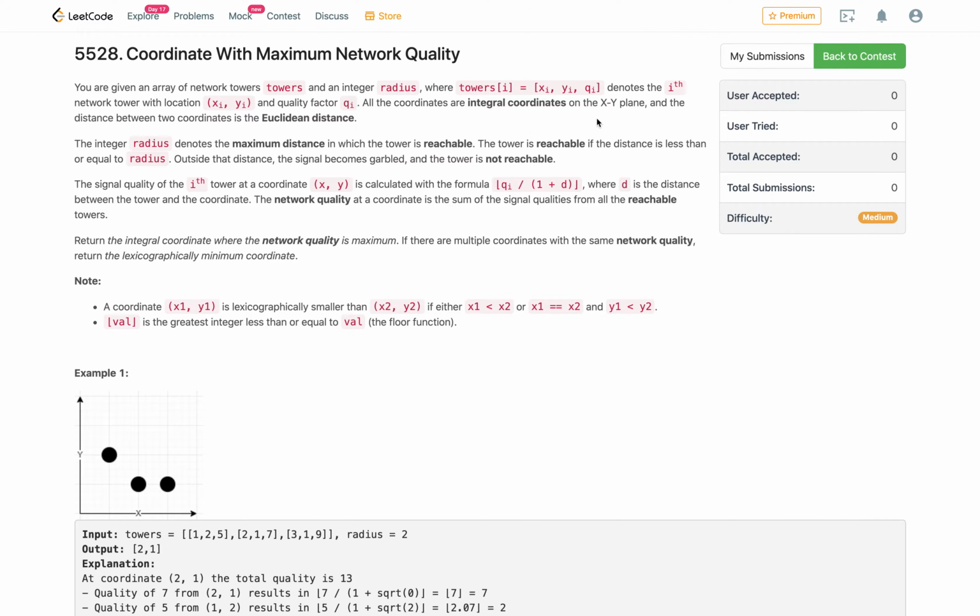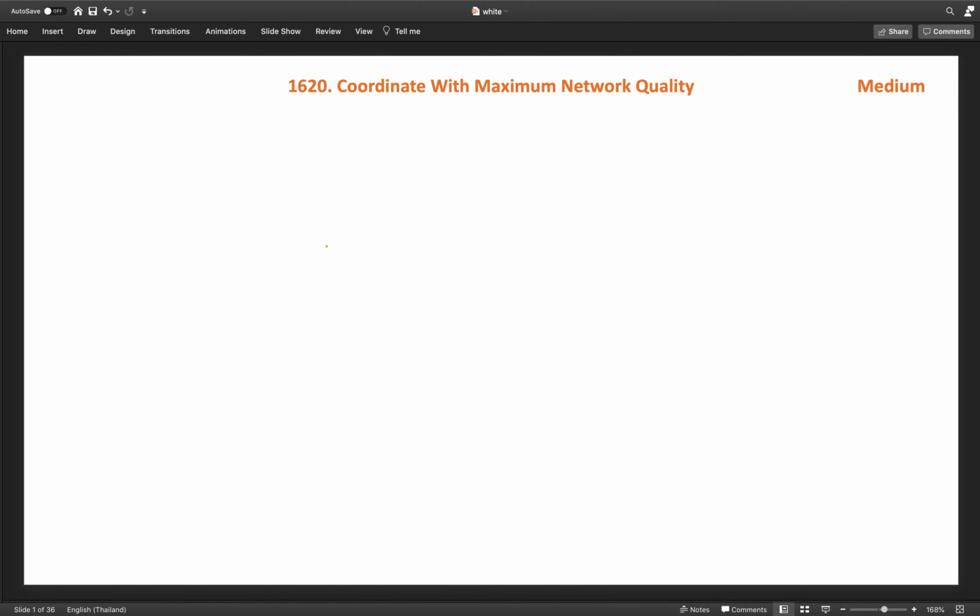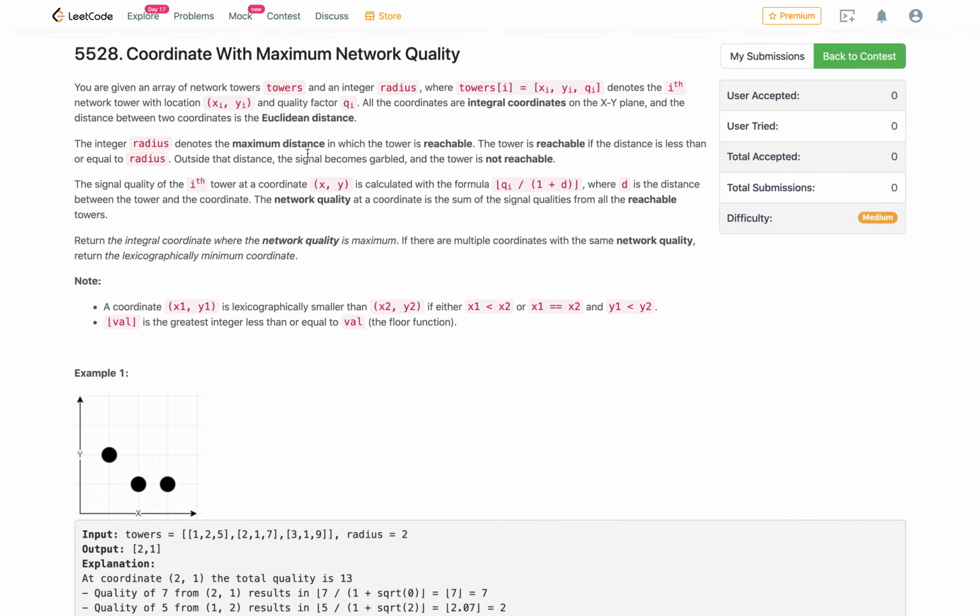All the coordinates are given as integers in the xy plane, and there is another thing, an integer radius, which denotes that the tower will spread the network in the surrounding circle of radius r. After that, the signal from that tower will not go. So it means, let's say we have this tower here, so this can spread the signal in a circle of radius given in the problem.